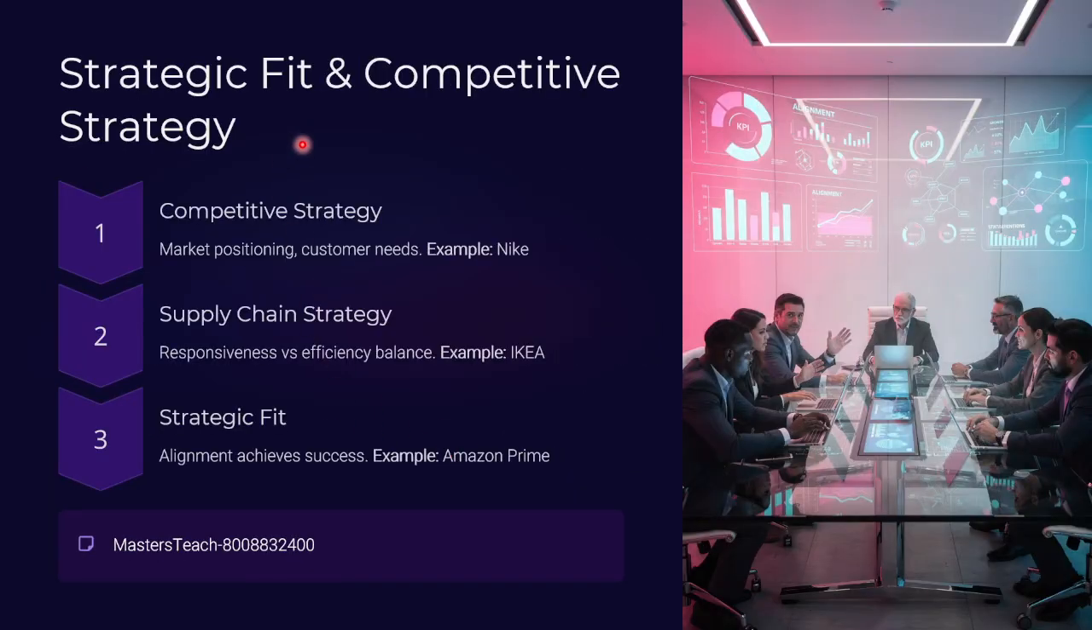Then strategic fit and competitive strategy. Okay, so there are three parts here. Competitive strategy includes market positioning according to the customer needs, for example Nike. Supply chain strategy is response versus efficiency balancing, for example IKEA. Then strategic fit includes alignment to achieve success, for example Amazon Prime. So these are the strategic fit and competitive strategies.